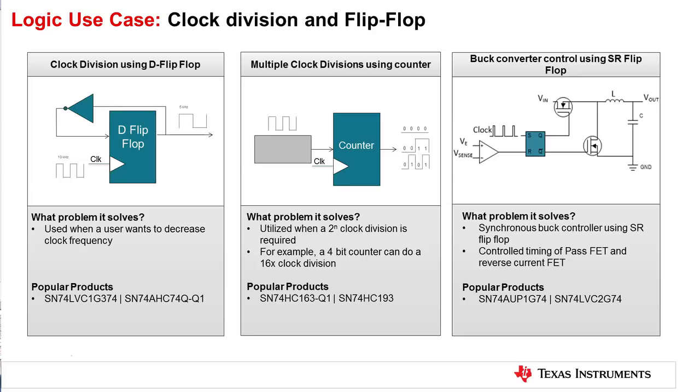SR flip-flop is used in a synchronous buck or boost converter to control the on timing of the pass FET and the reverse current conduction FET based on the clock input and the comparator output voltage as shown here. Popular D flip-flop devices include LVC1G374, AUP1G74, LVC2G74. Popular counters include HC163 and HC193.